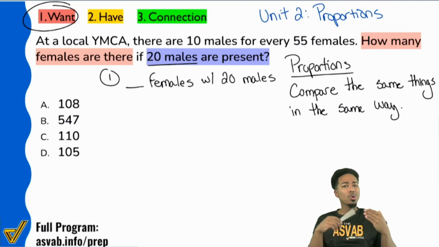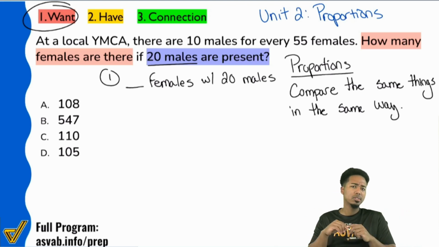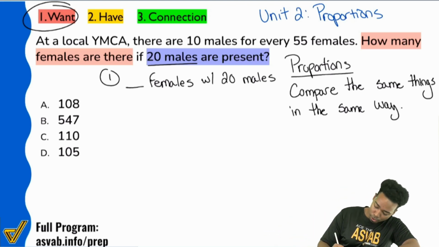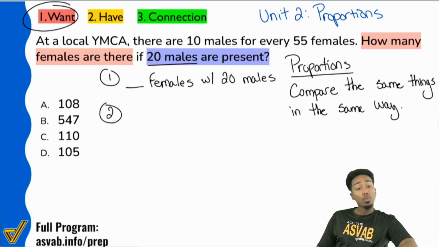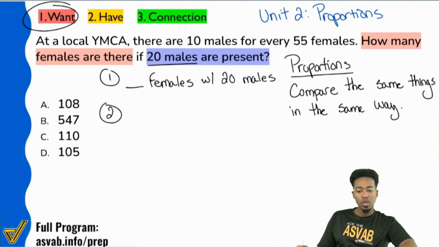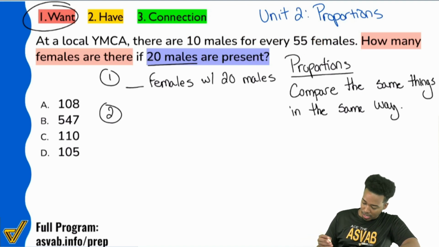Now, part two. Part two is we're going to go ahead and write down the information, collect our information, and let's see what we're supposed to do with it. Let's see what we can do with it. Give ourselves the best chance of success. Part two, what do we have? Well, the information that we have says this. At a local YMCA, there are 10 males for every 55 females. Okay, cool. So with that said, let's write that down.